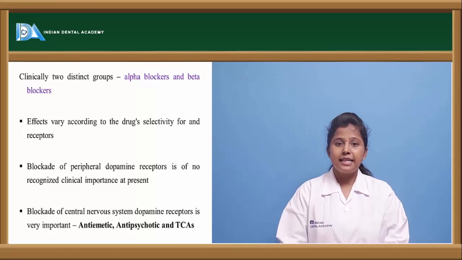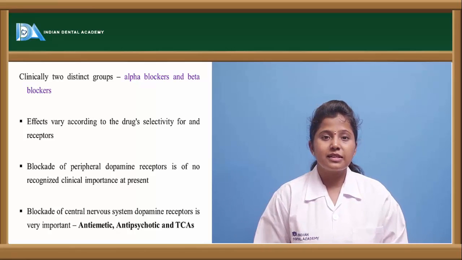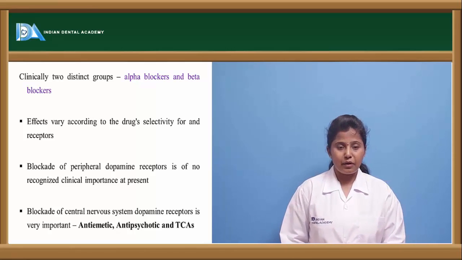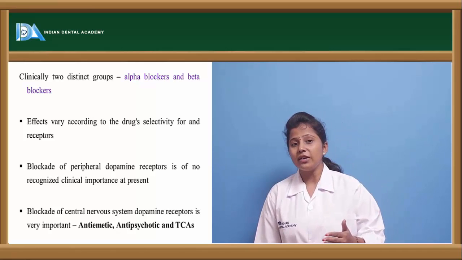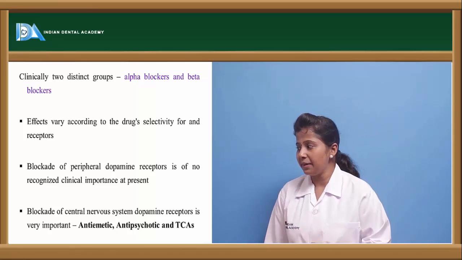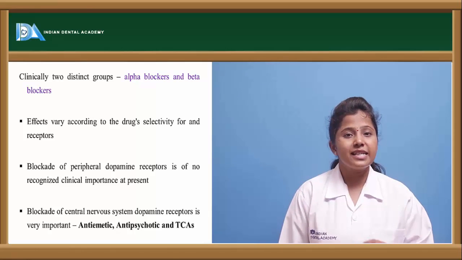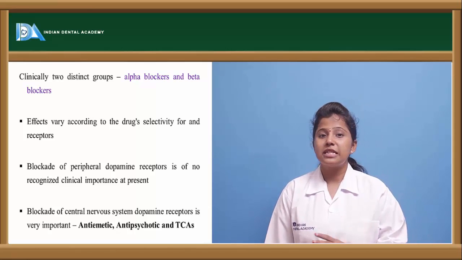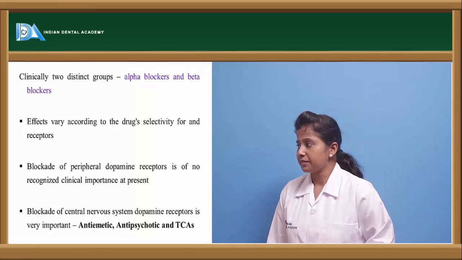As I said, the peripheral nervous system dopaminergic receptors are not clinically important, whereas the blockade of the central nervous system dopaminergic receptors by drugs like antiemetics, antipsychotics and tricyclic antidepressants shows the sympatholytic effect.